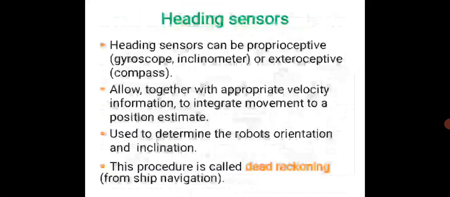The next type is heading sensors. These can be proprioceptive or exteroceptive. Together with appropriate velocity information, they allow you to integrate the movement into a position estimate. This procedure is called dead reckoning. It is used to determine the robot's orientation, that is, in which direction it is trying to move, and inclination, that is, the angle of movement.